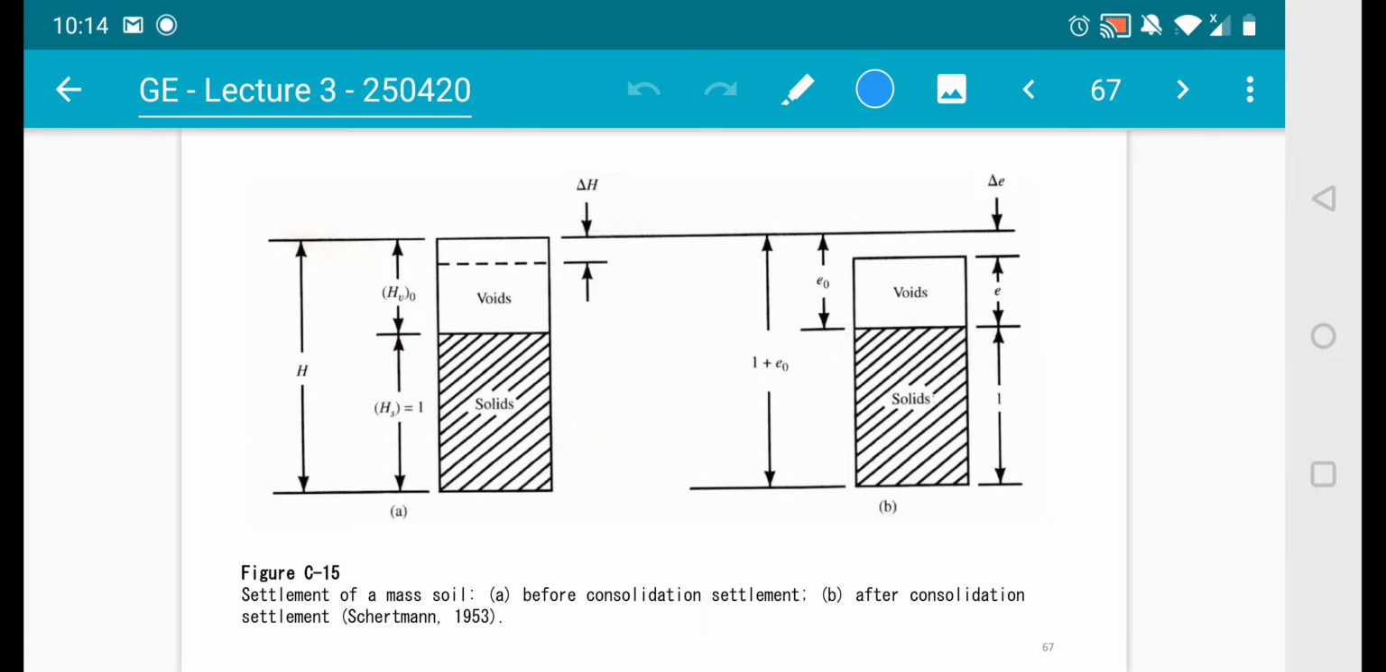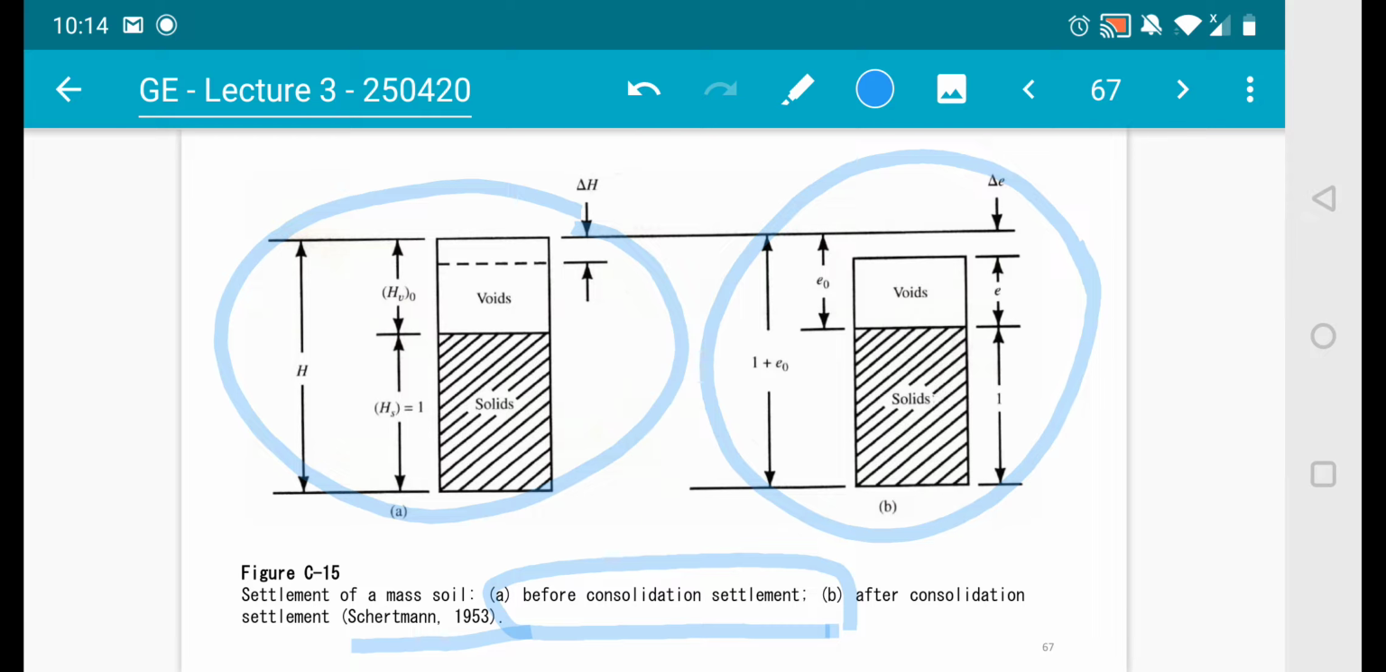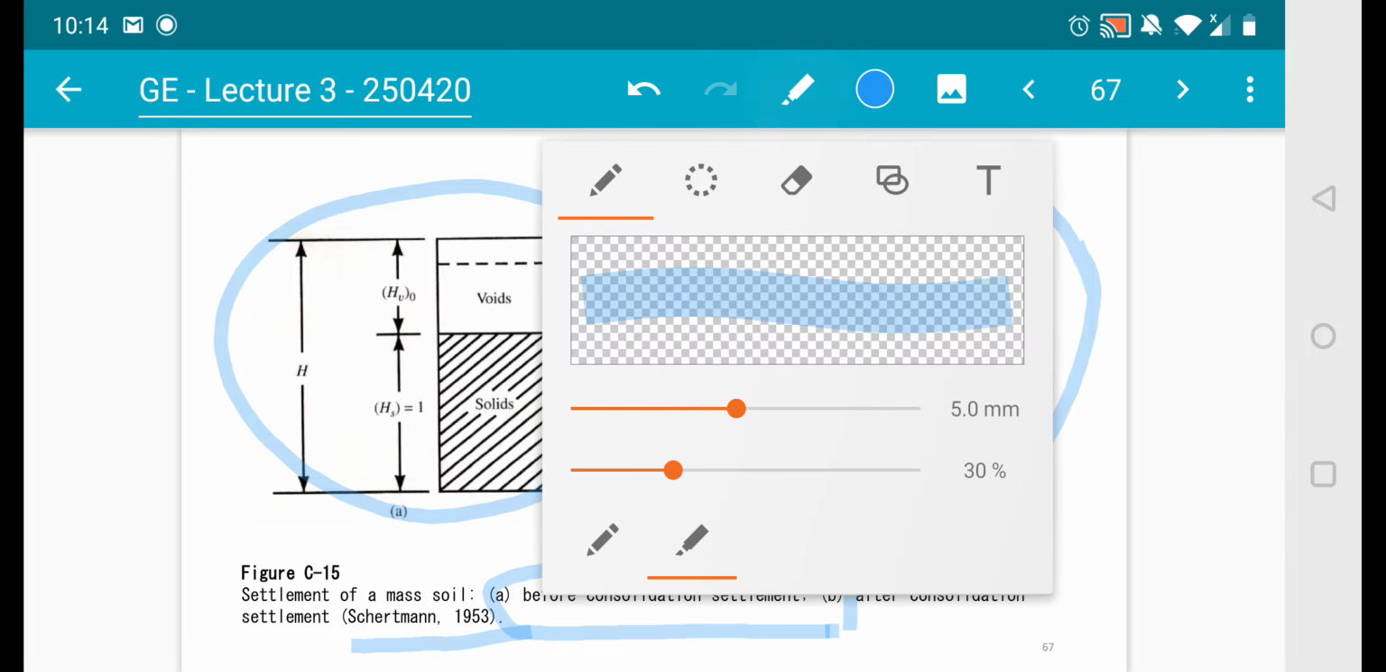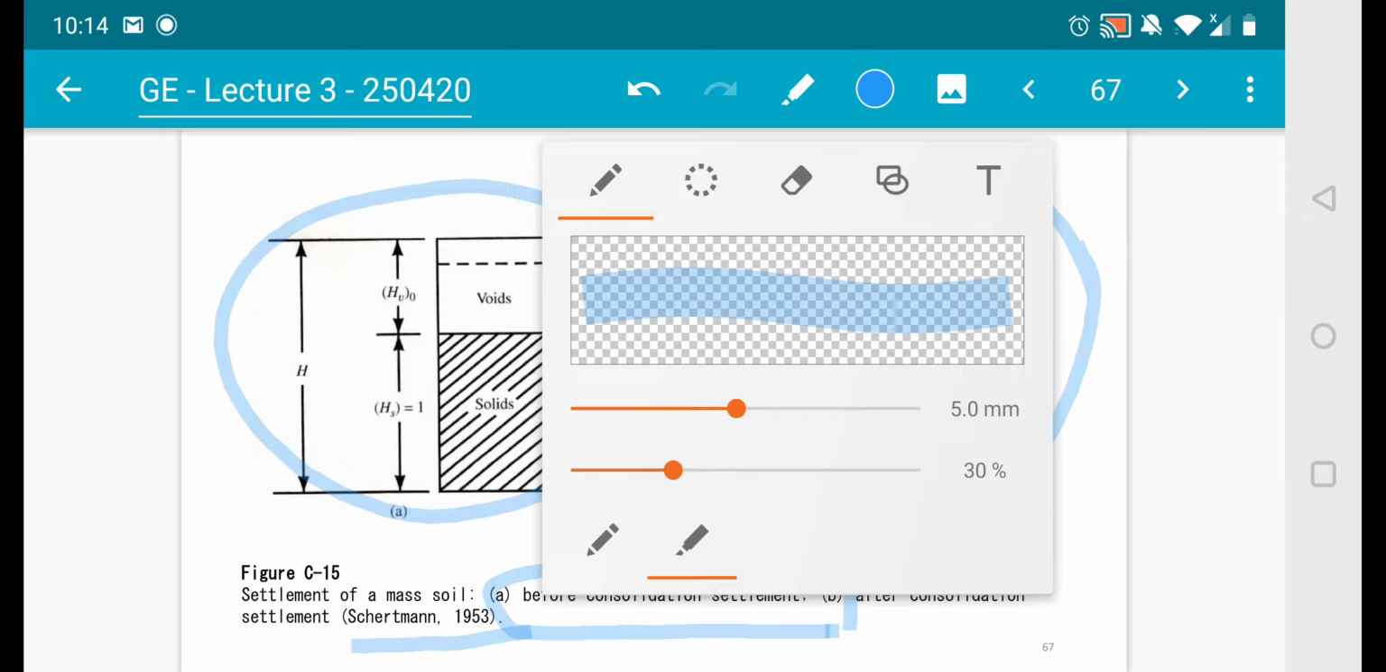So settlement of a mass soil, A is before consolidation settlement. So this is before settlement. This is the condition before. And B is after consolidation settlement. So this is by Sherman 1953. Okay. So you need to have all of this in order to make a formulation out of it.